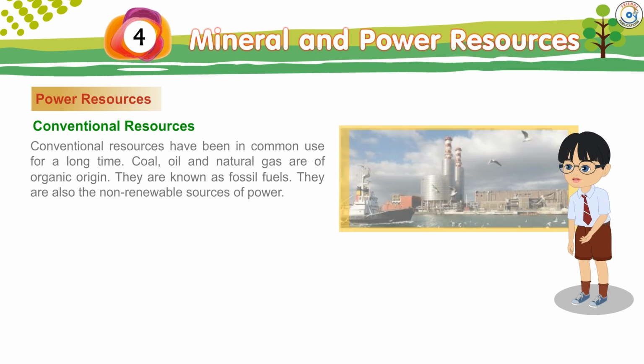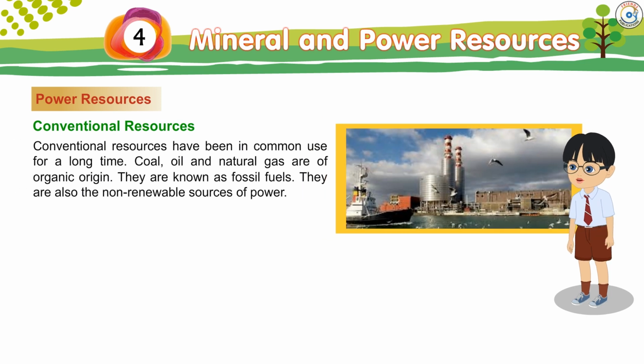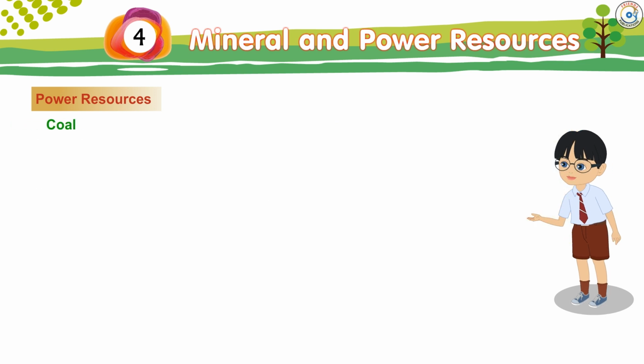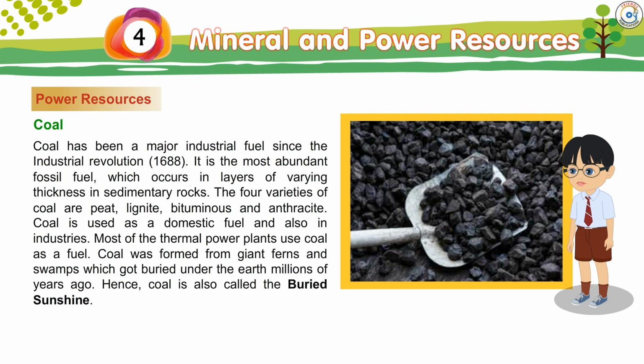Conventional resources. Conventional resources have been in common use for a long time. Coal, oil and natural gas are of organic origin. They are known as fossil fuels. They are also the non-renewable sources of power. Coal. Coal has been a major industrial fuel since the Industrial Revolution of 1688.